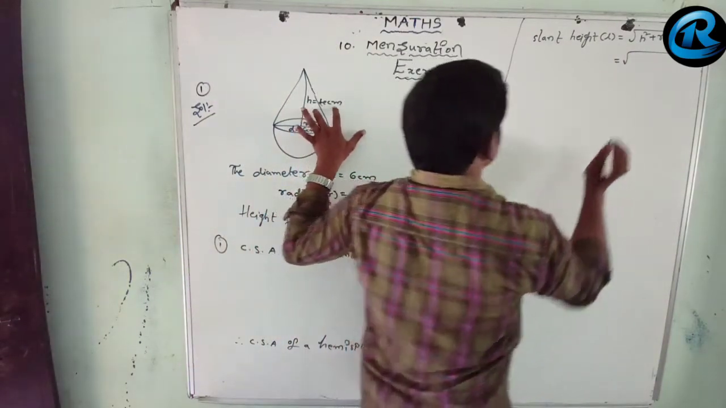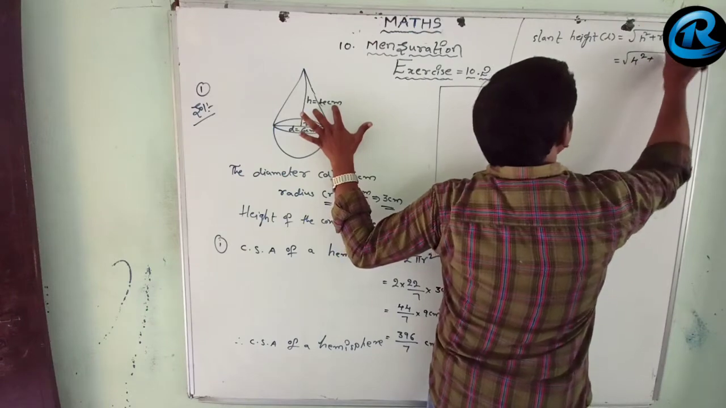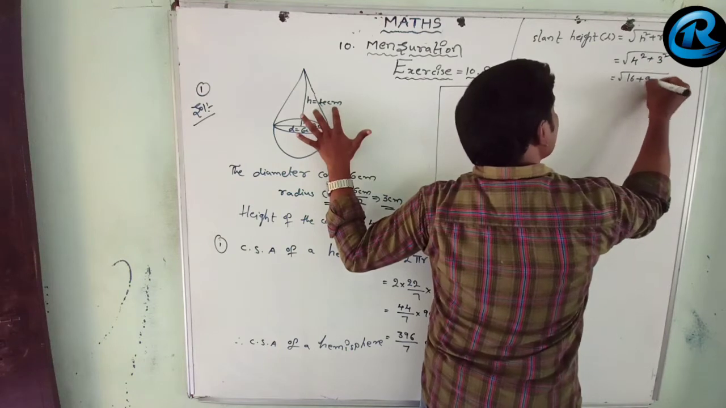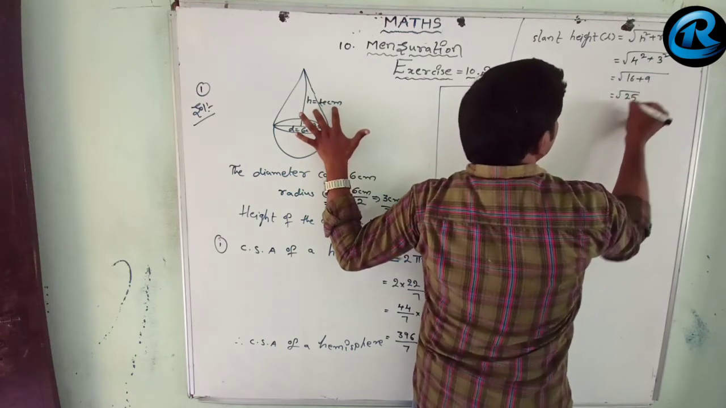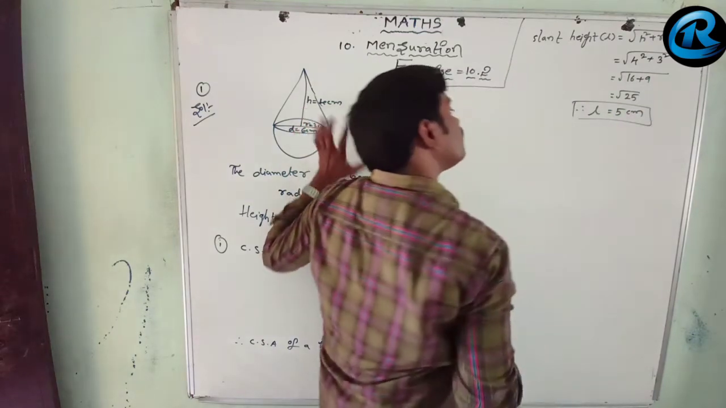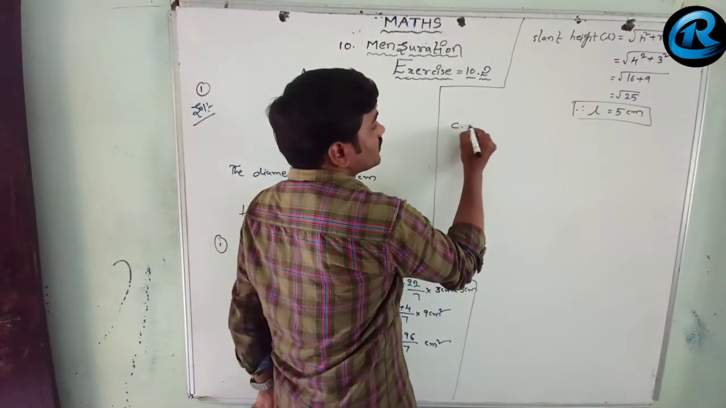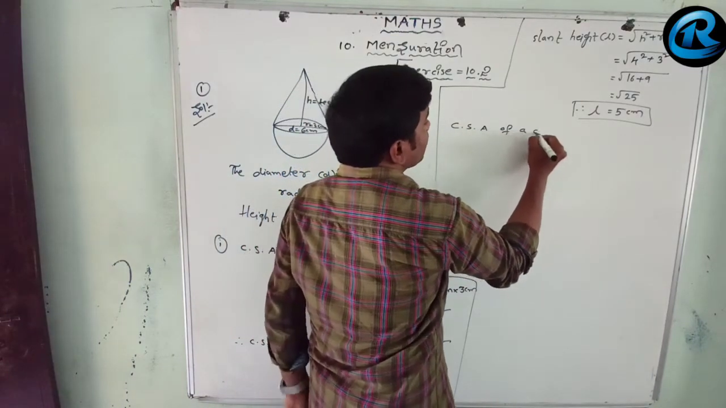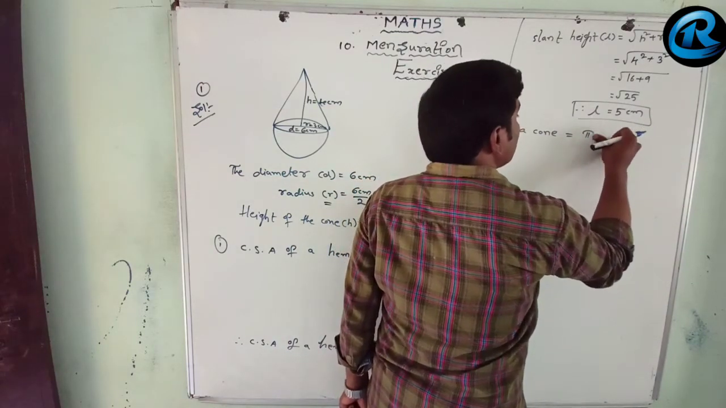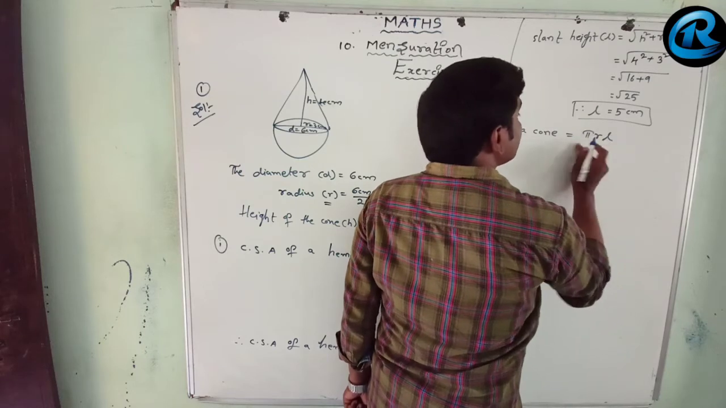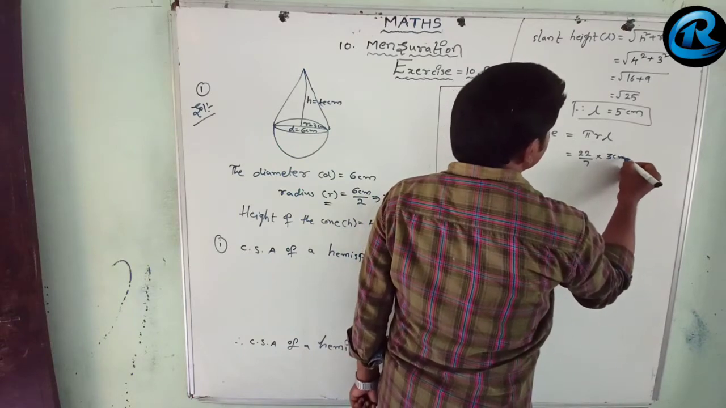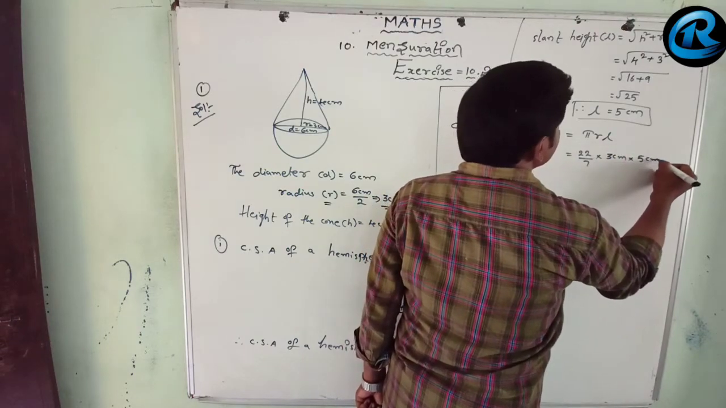So the h value here is 4 centimeters. So 4 square plus 3 square, the r value is 3. 4 square is 16 plus 3 square is 9, that equals under root of 25, which is equal to 5 centimeters. That is, the slant height of the cone is equal to 5 centimeters. Now we can find the curved surface area of the cone. The formula is pi r l. Pi value 22 by 7, r value is 3 centimeters into l value 5 centimeters.